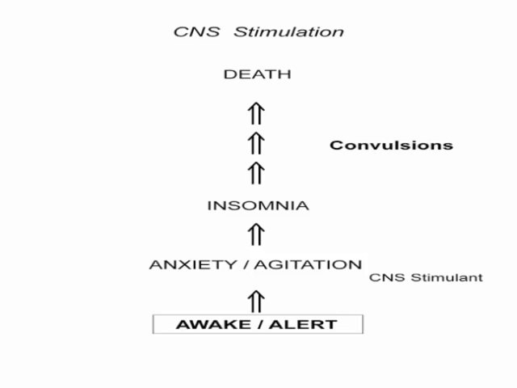On the other side of the continuum, we see CNS stimulation, where we can go from awake and alert to anxiety and agitation to insomnia and to death. And how we get to death is we usually see with CNS stimulation an increase in heart rate, respiratory rate, blood pressure, muscle tone, and metabolism, which all could lead to convulsions.